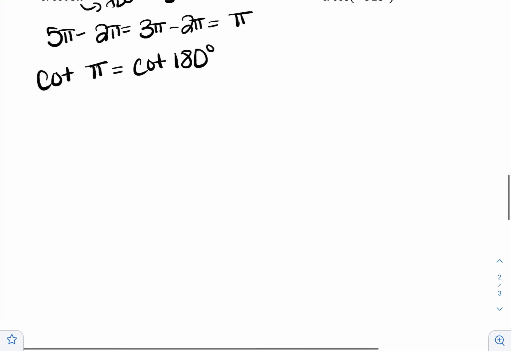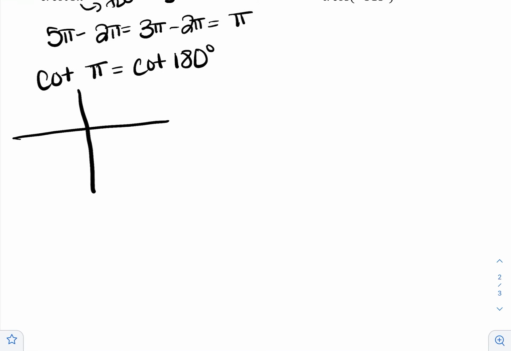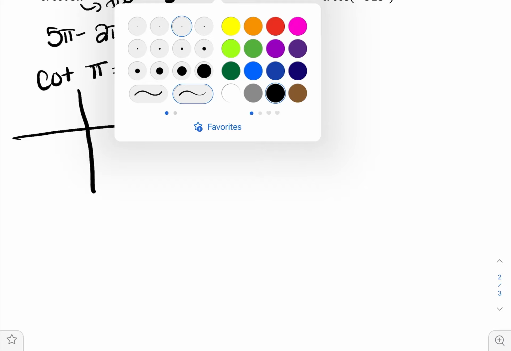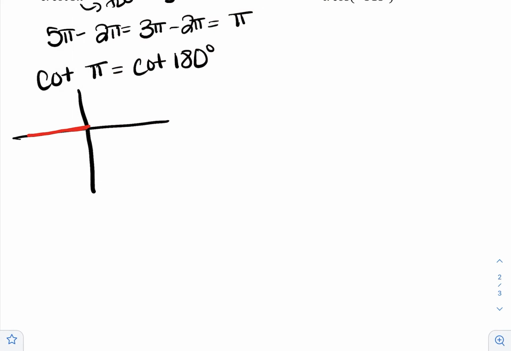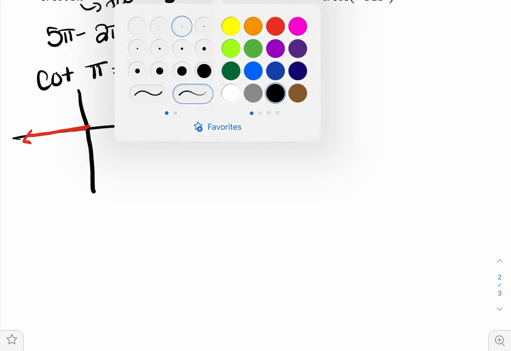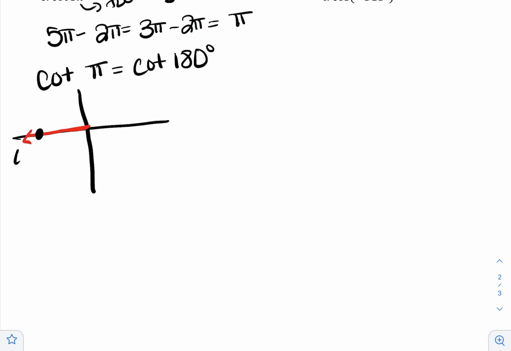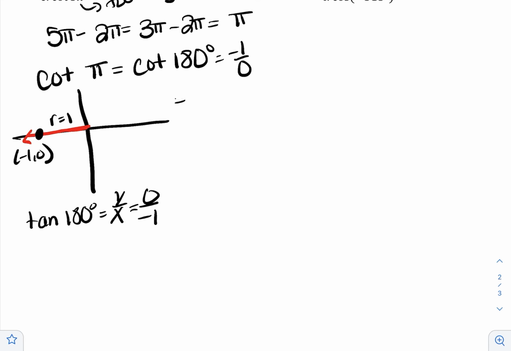So I'm going to draw my diagram. Remember, for the axis angles, the diagram is this one. So I have negative 1 comma 0. R is equal to 1. So I can find the tangent of 180, which is y over x, 0 over negative 1. And then when I take the reciprocal, that's going to be negative 1 over 0, which is going to be undefined.